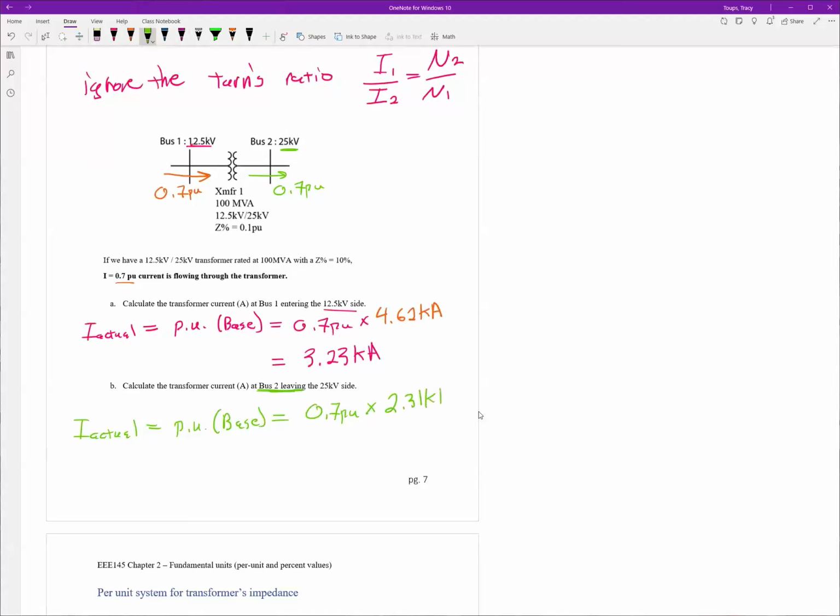2.31 kiloamps. So let's number crunch that. That's 1.62 kiloamps. As you see, if we're using regular current on one side of the transformer, we'd have to remember 3.23 kiloamps. We have to go through our turns ratio N2 and N1 to get 1.62 kiloamps. I don't want to do that extra turns ratio calculation. I just want to say 0.7 per unit goes in, 0.7 per unit goes out. It's way easier. Again, let's just ignore the turns ratio. I don't want to make my life more complicated.